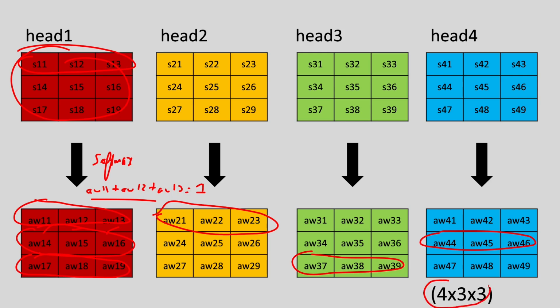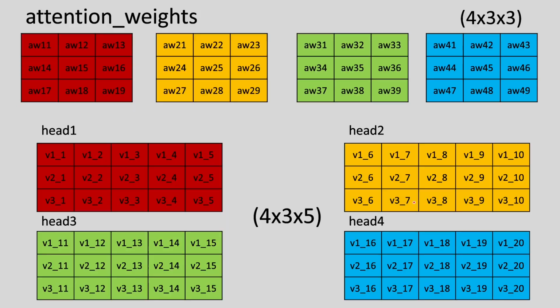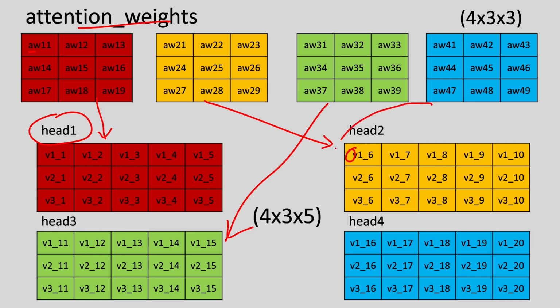And this is 4 cross 3 cross 3. You can already see there are 4 heads and each head is 3 cross 3. Now just keep in mind, these were attention weights. That's why I had said AW. These are attention weights, but we have to multiply it with the value, right? So this one gets multiplied to this one, to this one, to this one, and these are values. You can see it starts with V. These are values, and these are your attention weights.